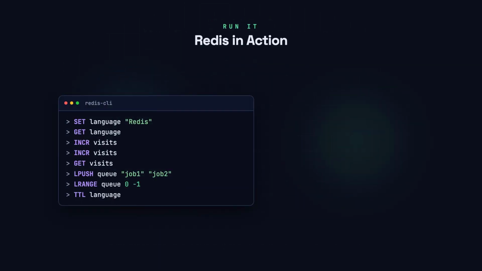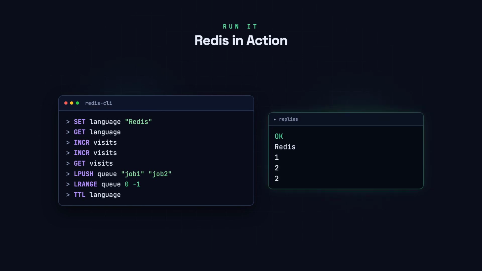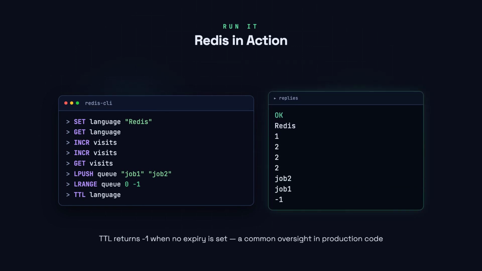Let us run a quick tour in Redis CLI. We store a string, increment a counter atomically with INCR, push items onto a list, and then check TTL. Notice that TTL returns -1. There is no expiry on that key yet.